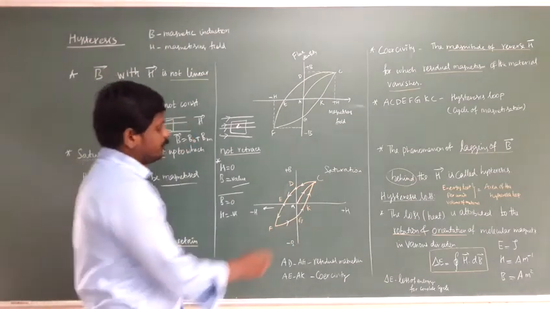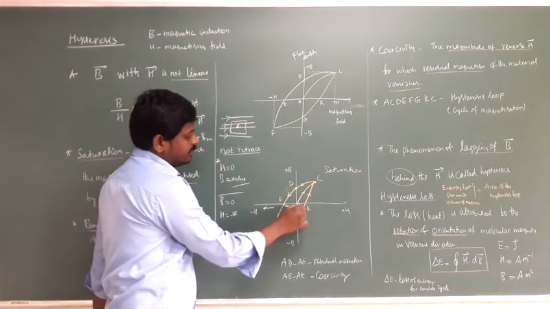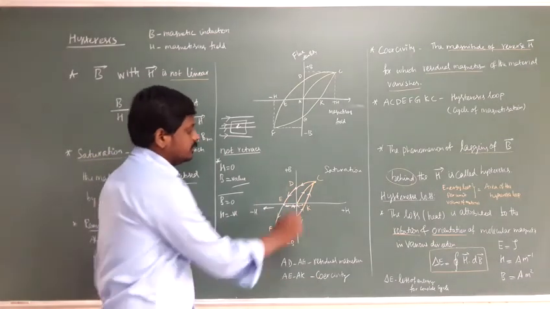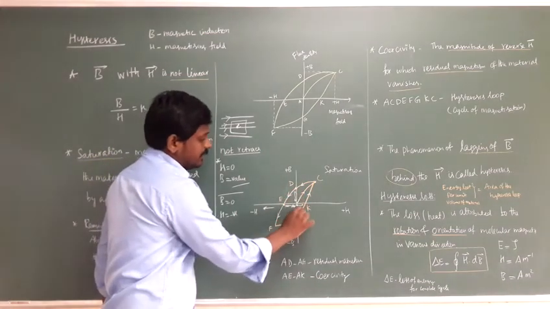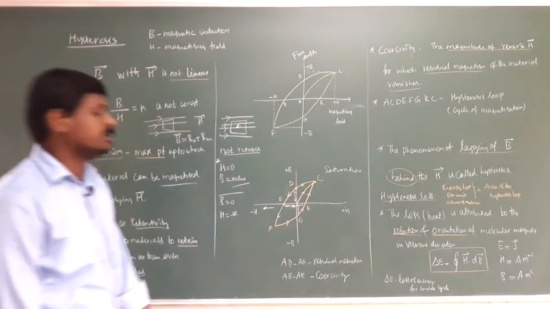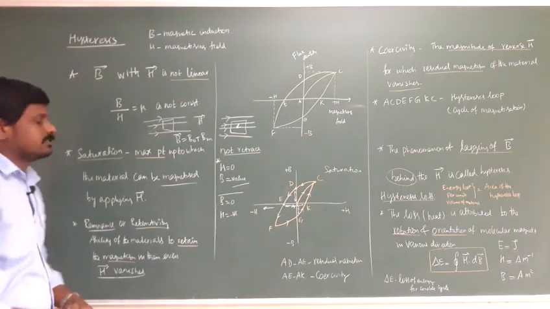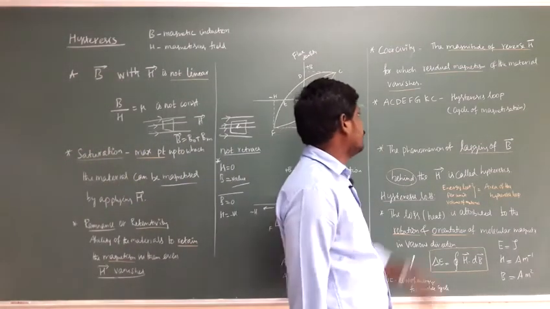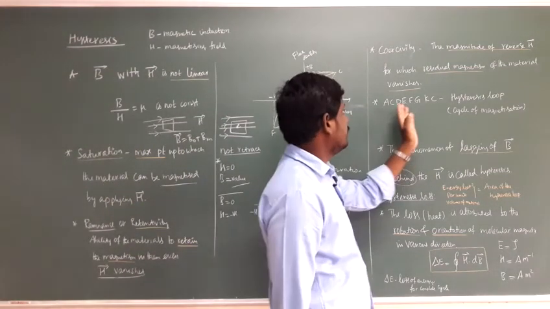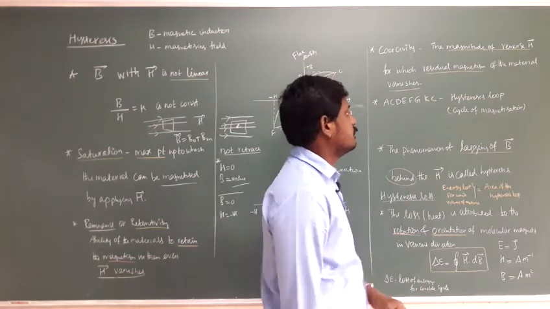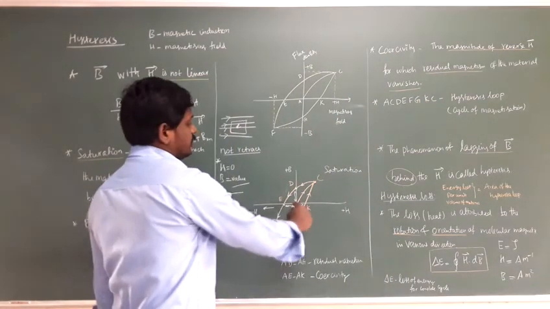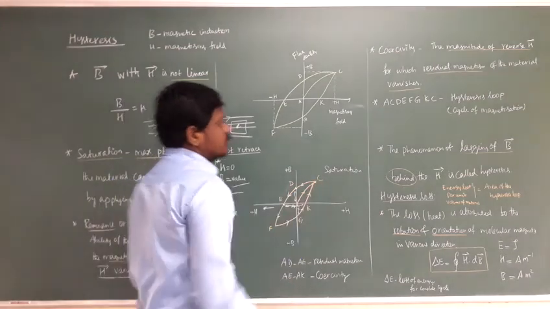So here AE and AK are coercivity, then AD and AG are residual magnetism or remnants or retentivity. So the loop from A to C, D, E, F, G, K, C is a hysteresis loop, that is a cycle of magnetization. So magnetization starts from A to C, again up to C.